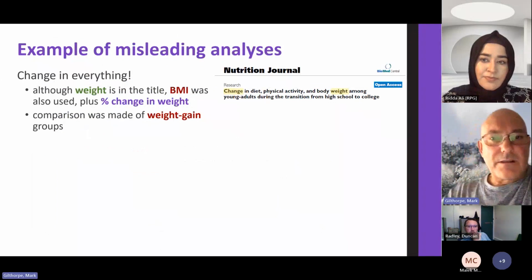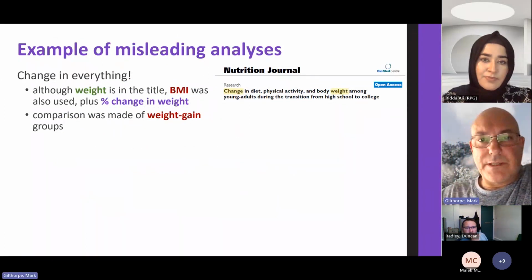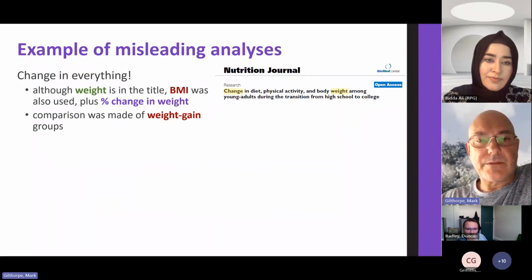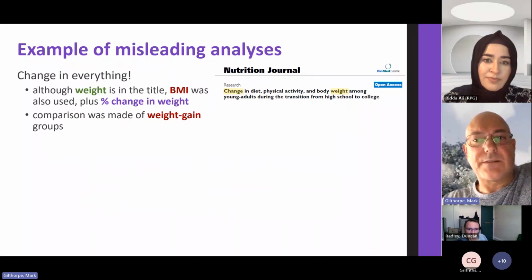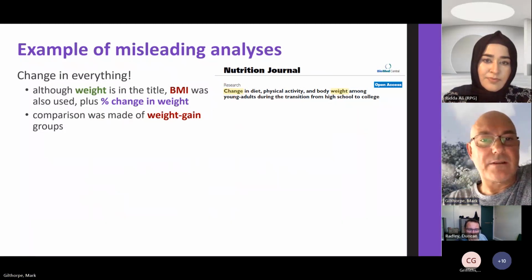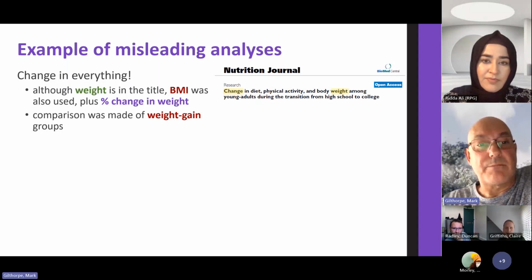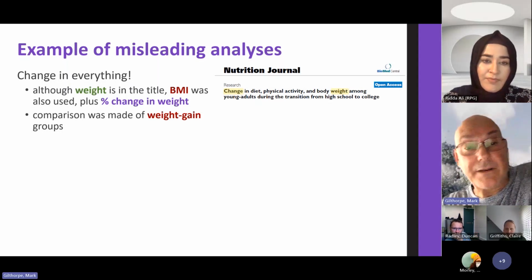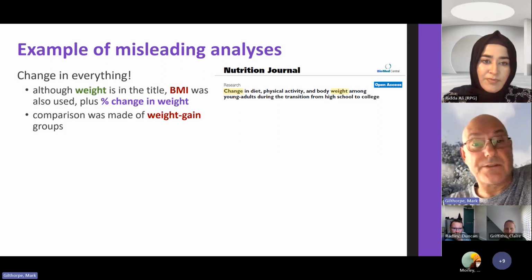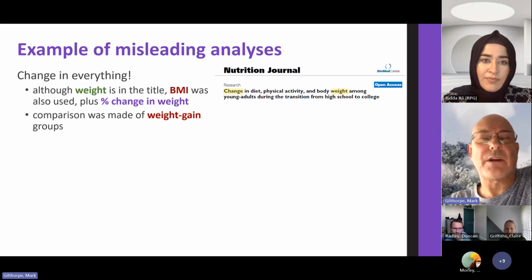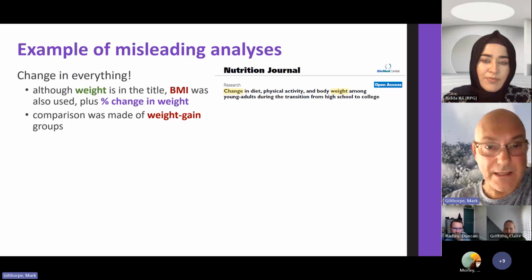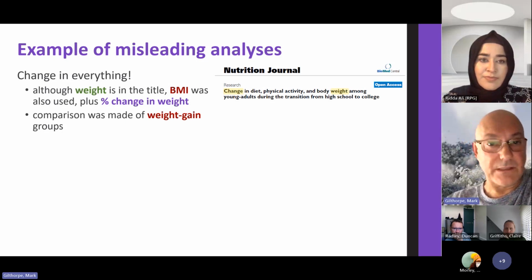So anonymously, I'll just give a couple of examples. This study looked at change in diet, physical activity, and body weight. So it looked at change in everything, including BMI and percentage change in weight, and comparisons were then made between weight change groups or BMI change groups, whatever. So huge amount of composite variable analysis taking place. The statistical robustness of all of the estimates remains, but the interpretational utility is zero.